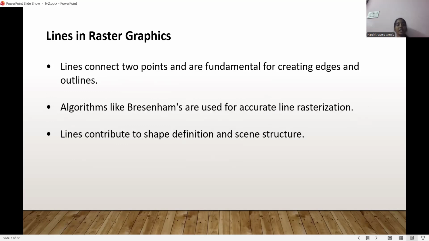Lines in raster graphics. Lines connect two points and are fundamental for creating edges and outlines. Algorithms like Bresenham's are used for accurate line rasterization. Lines contribute to shape definition and scene structure.